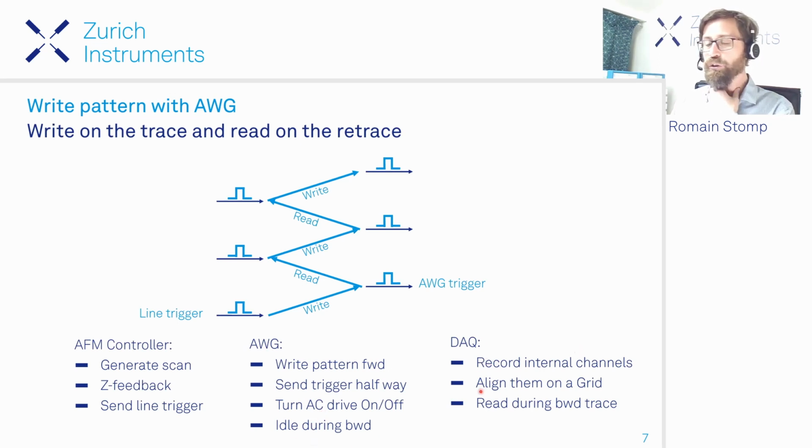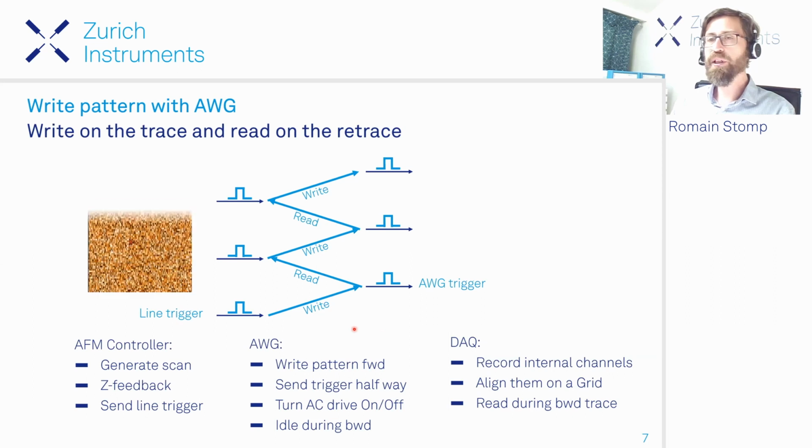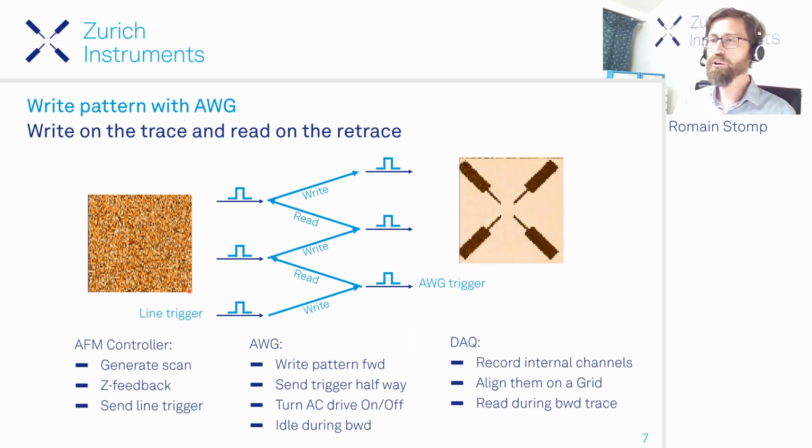And then the DAC is just following instructions and recording the channels, aligning them on a grid as we know it. So typically when you make the image, if you just look at the piezo response phase, of course you have nothing on the forward scan, because at that time it's pure DC, it's only writing, and so there is no measuring. But then on the backward scan, we see exactly what has just been written, not even the line before, but the forward scan before.